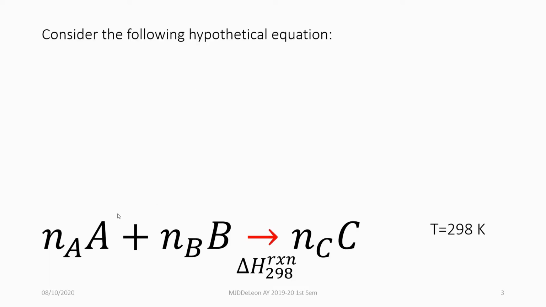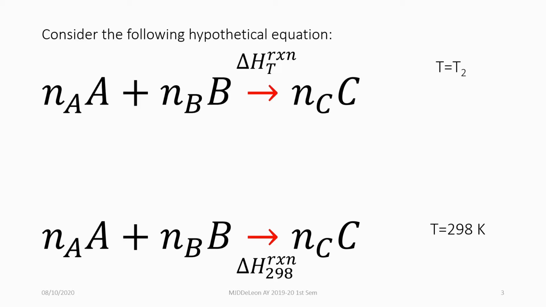So take for example this hypothetical equation where we're changing A plus B to C. This is done at 298 Kelvin, and at 298 Kelvin we can get the enthalpy change of the reaction from the formation enthalpy of A, B, and C. But what if we wanted to find the enthalpy change of this reaction at an elevated temperature T2? Yung reaction at that T2 or that temperature is this one, NAA plus NBB to NCC. So same lang dun sa 298 Kelvin. But we'll see that we'll have a different delta H of reaction since iba na rin yung temperature.